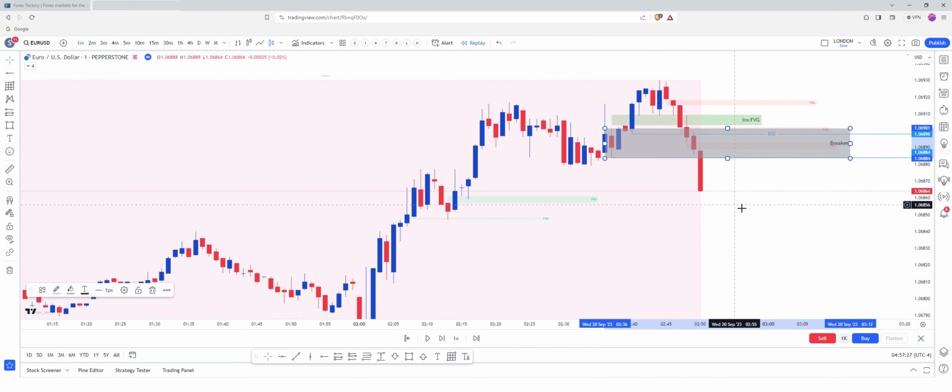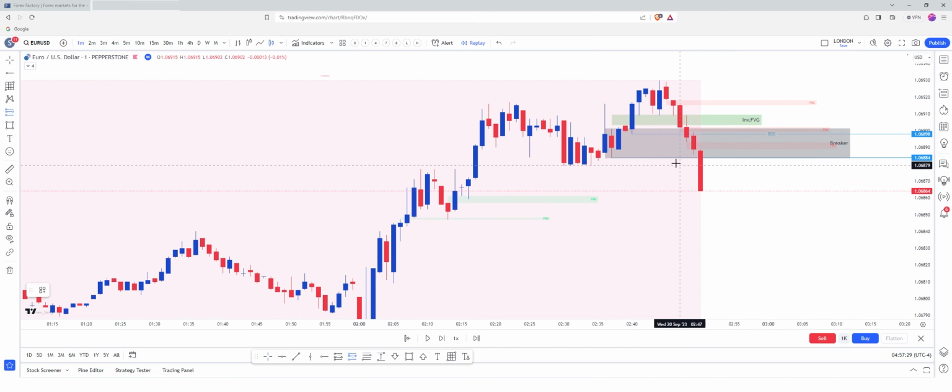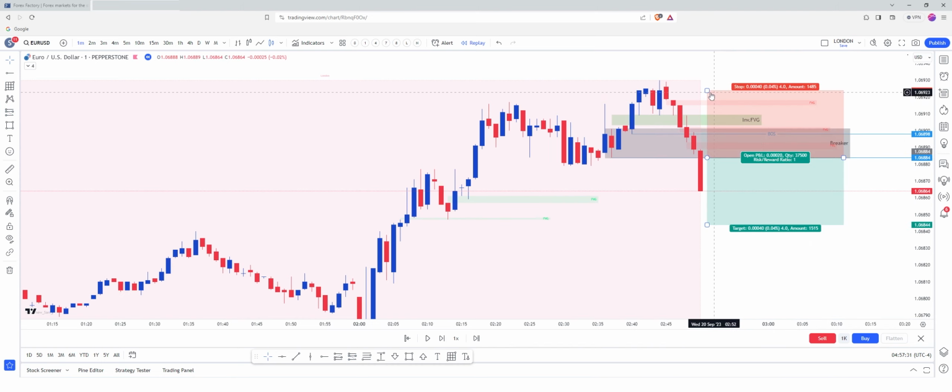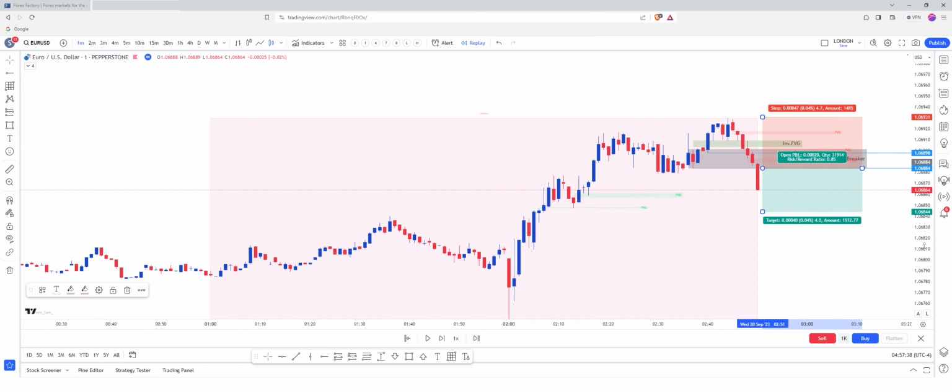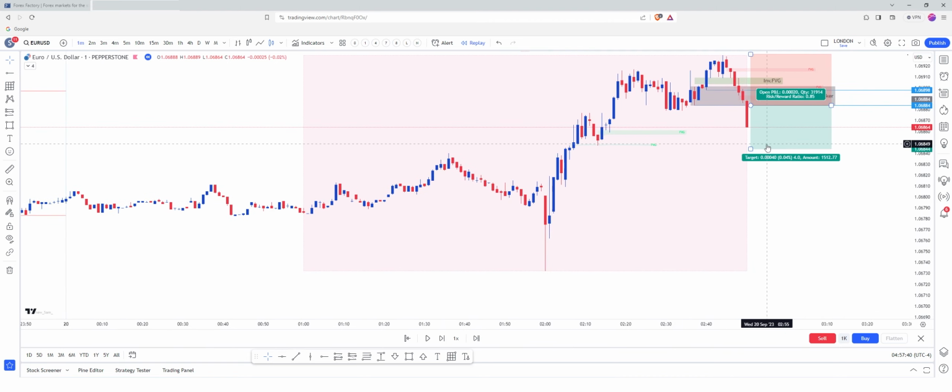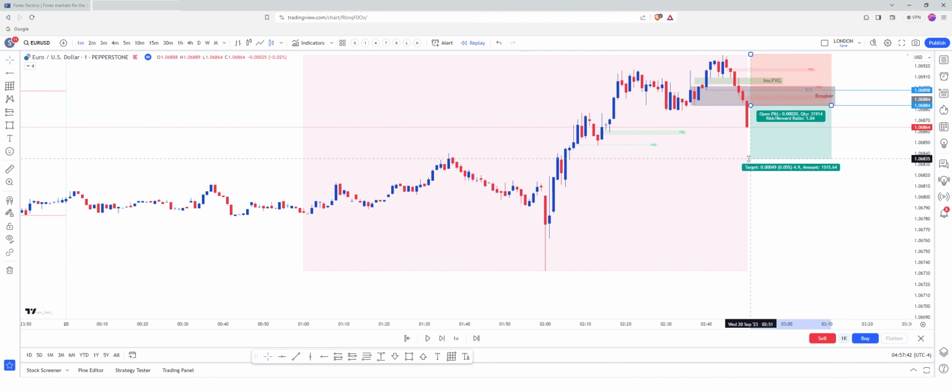So with this breaker structure and displacement lower, I would be happy to take a short trade here based on price coming back, tapping that. Stop loss just a couple of points above the high. I would take 50% of the trade off at 1-to-1 to make myself risk free. And then I would run the rest expecting the low to get taken down here.